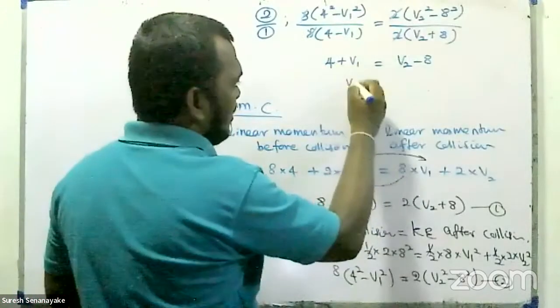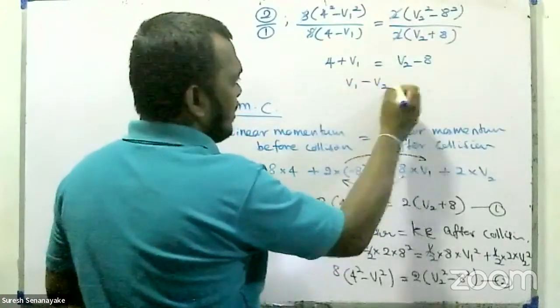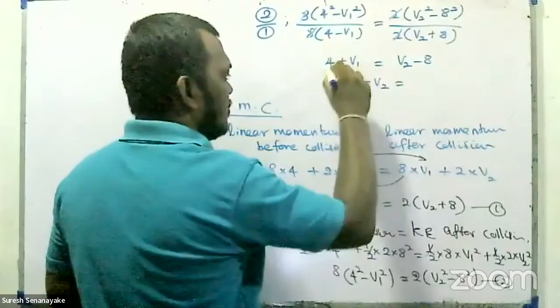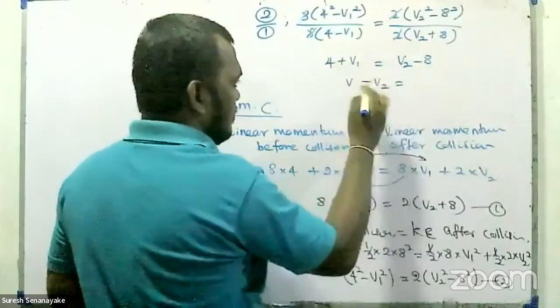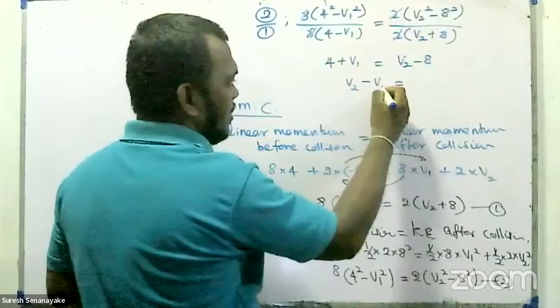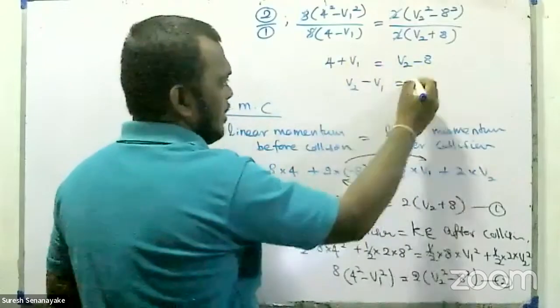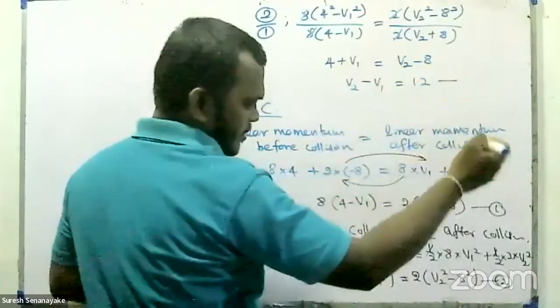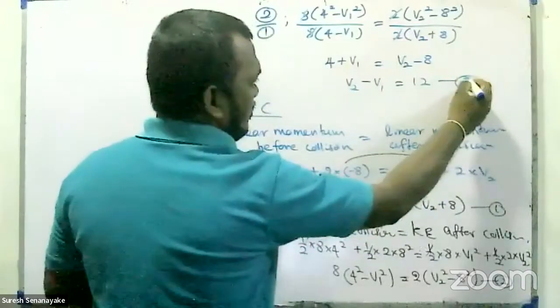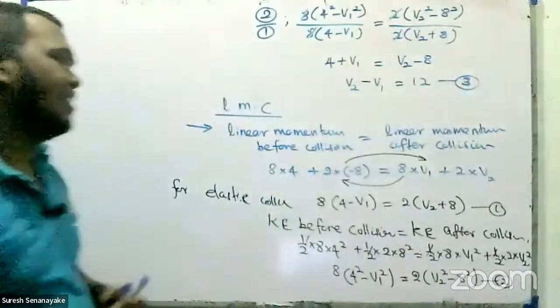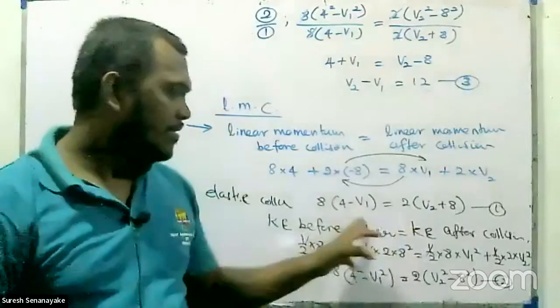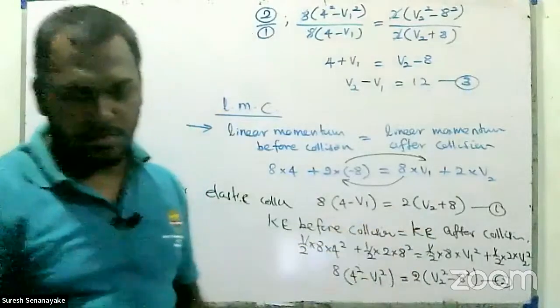Here you can write that v1 minus v2 equals, I'll take this 4 to this side. It's better, v2 minus v1. v1 goes there, 8 goes to this side, so it is 2. This equation here gives you the relationship between v1 and v2 also.